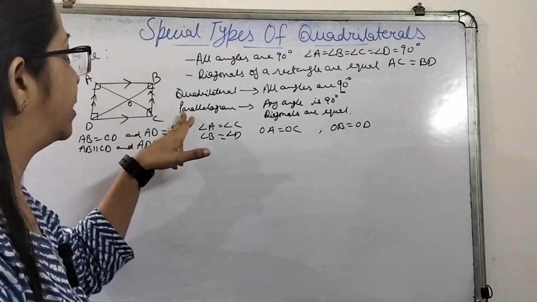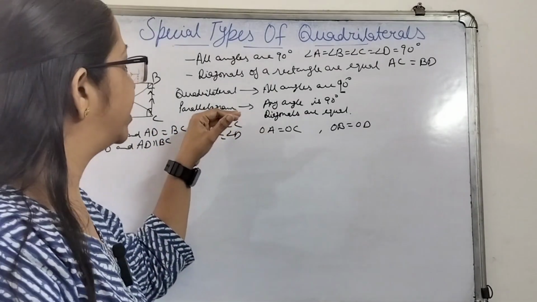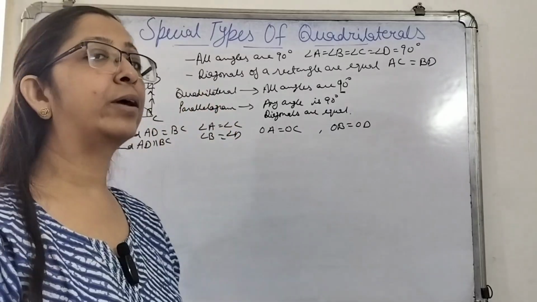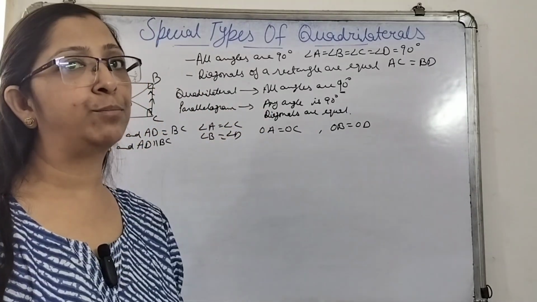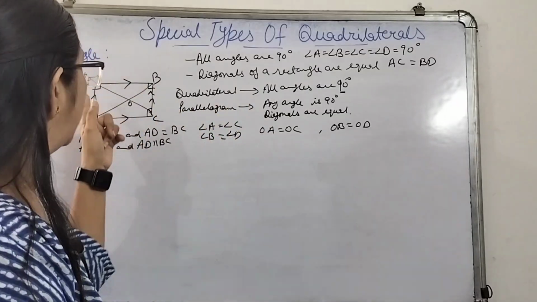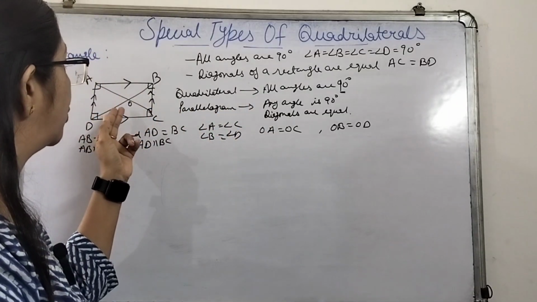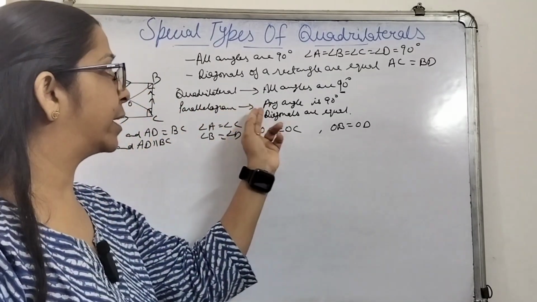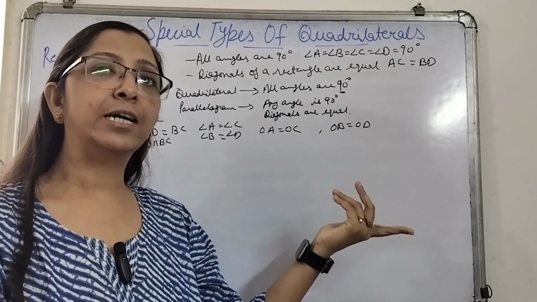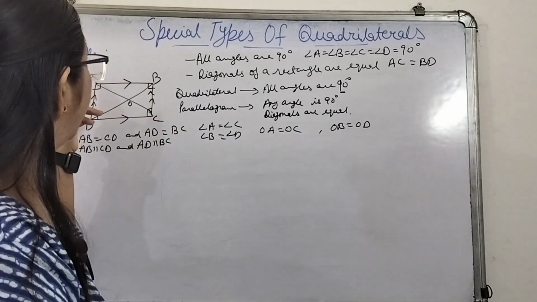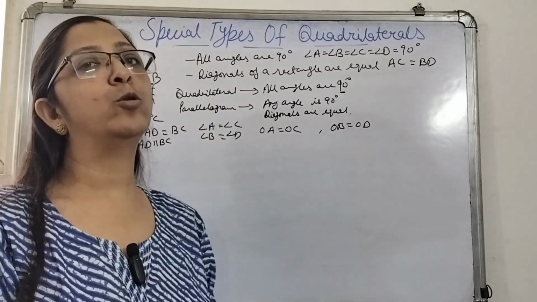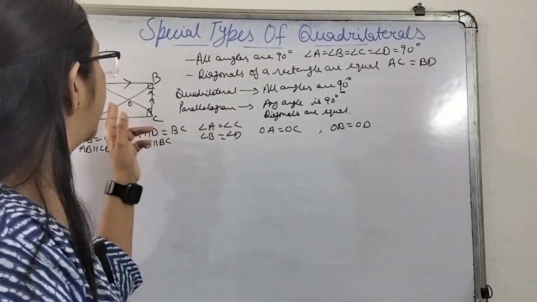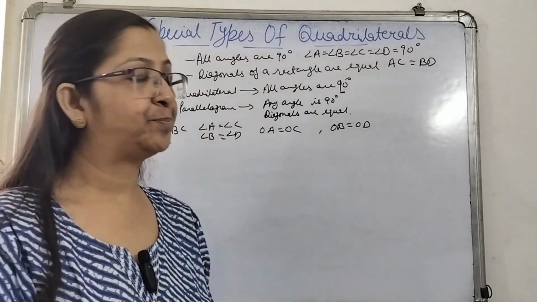If a parallelogram is given to us and we need to prove that it is a rectangle, then if we can prove either of these two things, we can conclude it is a rectangle. If we can prove that any one of the four angles is 90 degrees, or if we can prove that both the diagonals of the parallelogram are equal, then we can say that the given parallelogram is a rectangle.